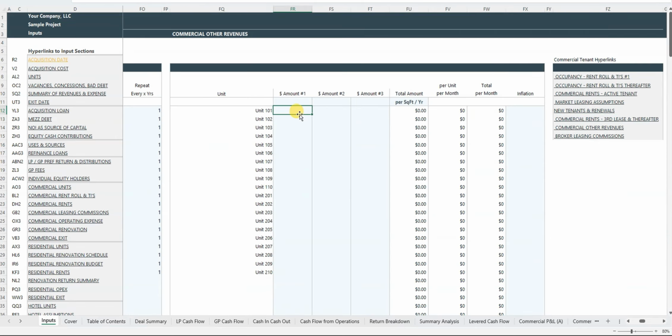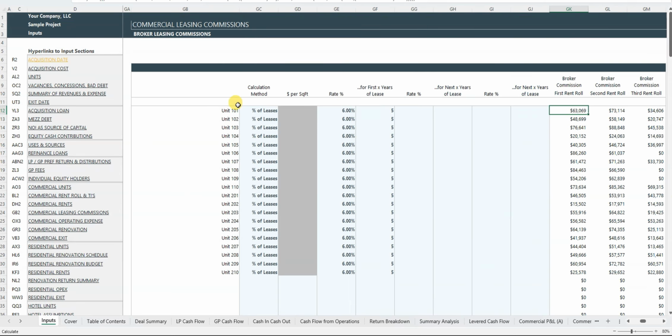You also have the option for other revenues. For example, it might be that everybody in the building also pays a parking fee. It could do per square foot per year, but I don't want to do that. I'm going to say dollars per unit per month, and maybe it's $50 a month. Broker leasing commissions, I can do those a couple of ways. Percent of the leases, so I can say it's 6% of the lease for the first 5 years. You can also do a dollar per square foot method.